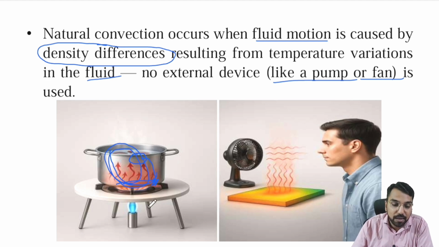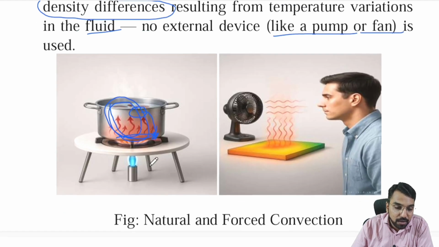So we will see here the simple difference between natural convection and forced convection. For forced convection, there must be some external device like a pump or a fan needed to flow this fluid layer over the hot plate.